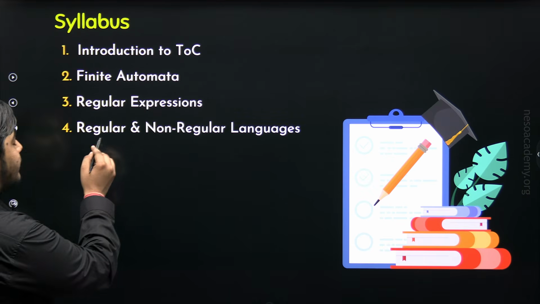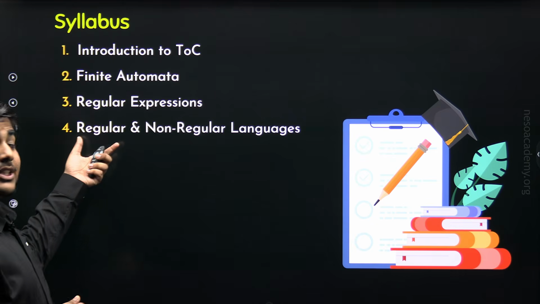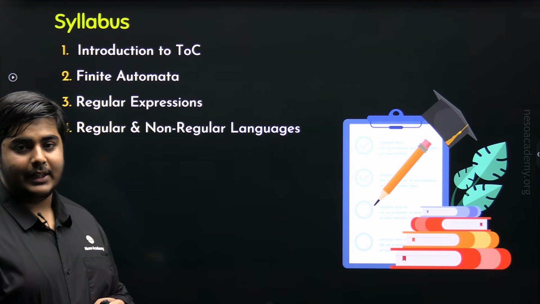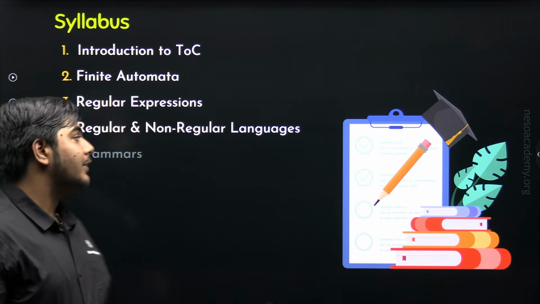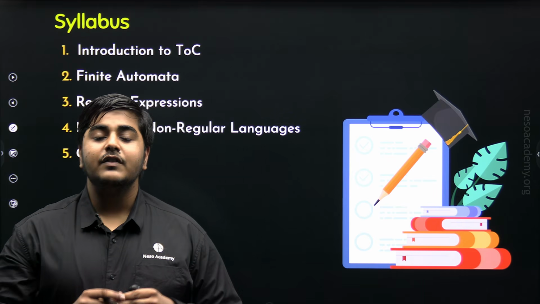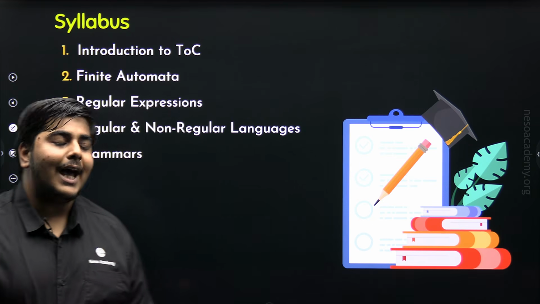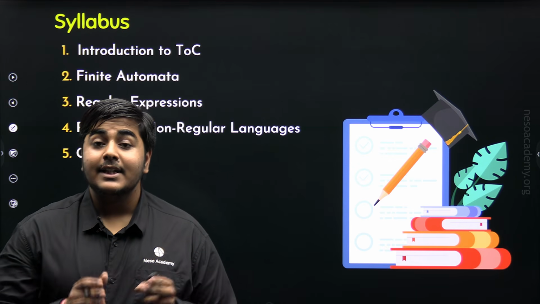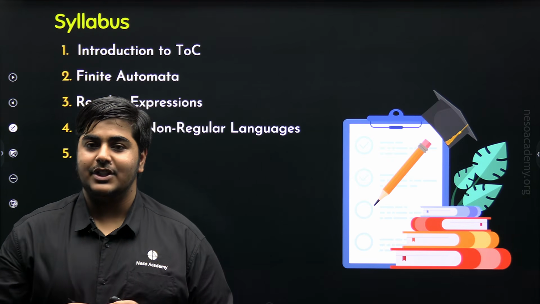Our fourth chapter is Regular and Non-Regular Languages. Here we will understand what languages are accepted by finite automata and what languages are not accepted by finite automata. We will also understand the properties of both the languages. Our fifth chapter is Grammars, one of the most important chapters of TOC. Here we will see how languages can be generated using the set of rules called grammars. We will study the topics like Chomsky hierarchy, CNF, GNF, parse tree derivations, and minimization of CFG.